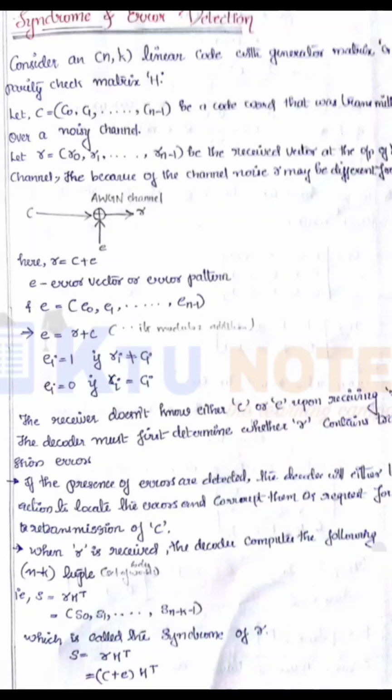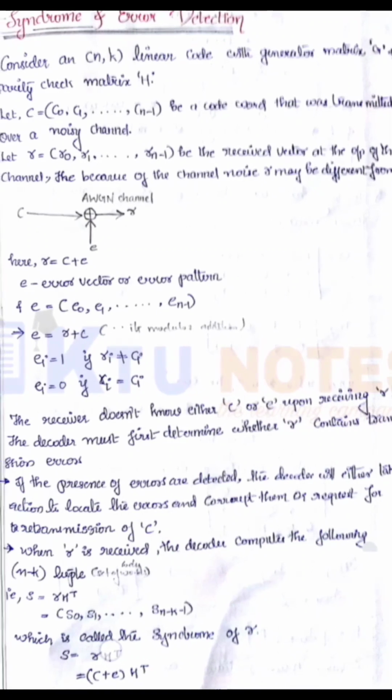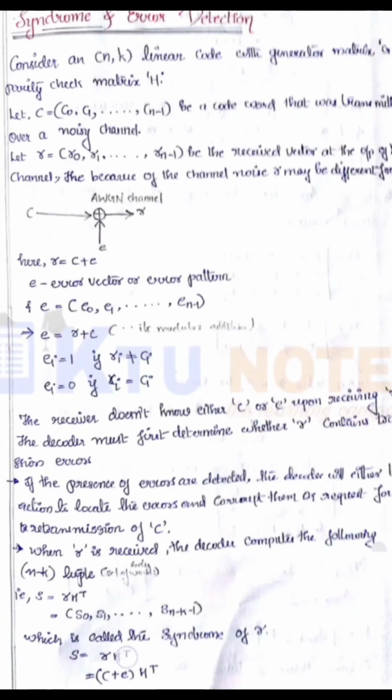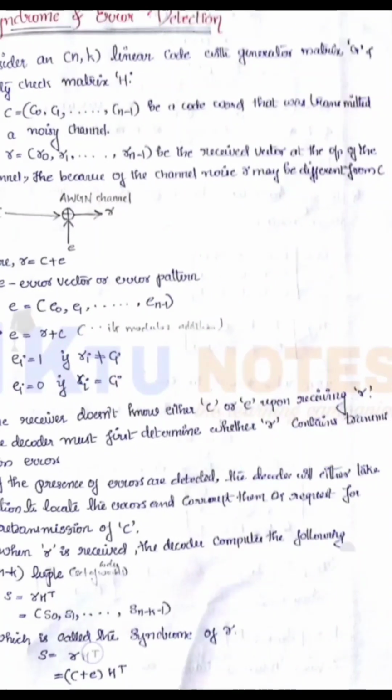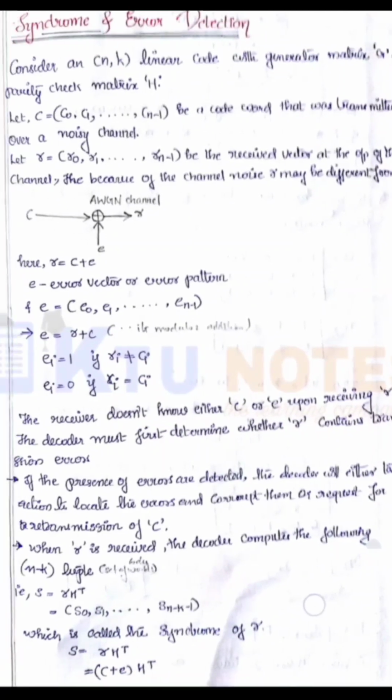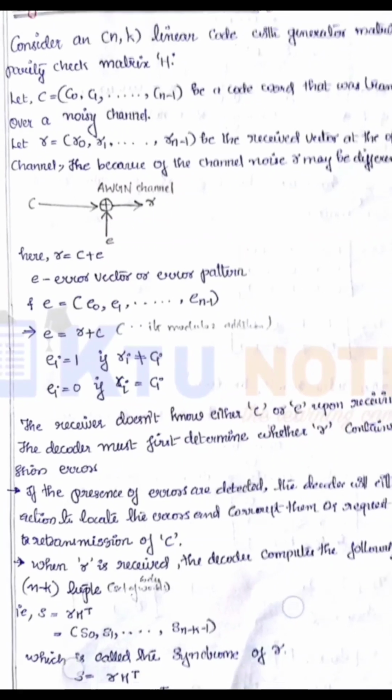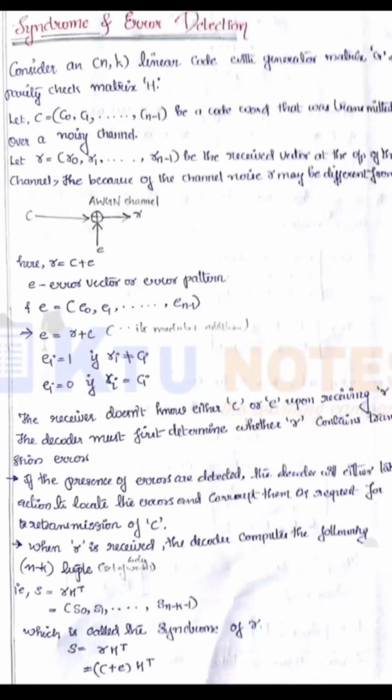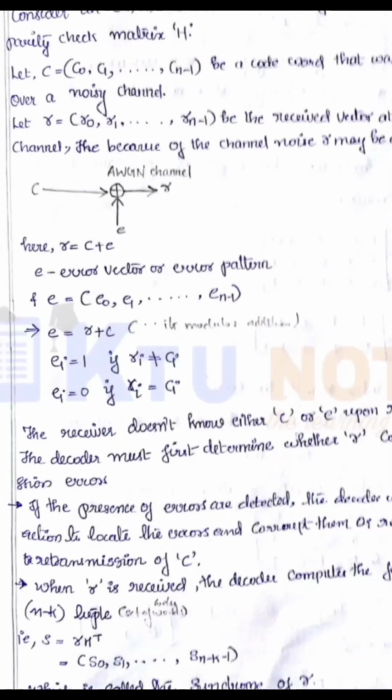The duty of the receiver, after receiving R, is to find whether R contains errors or not. If errors are detected, the decoder either takes action to remove the errors, or requests the transmitter to retransmit. When R is received, the decoder computes the following n-k tuple. We don't have any information about the transmitted code word and the error, so at the decoder side it calculates a term called the syndrome.